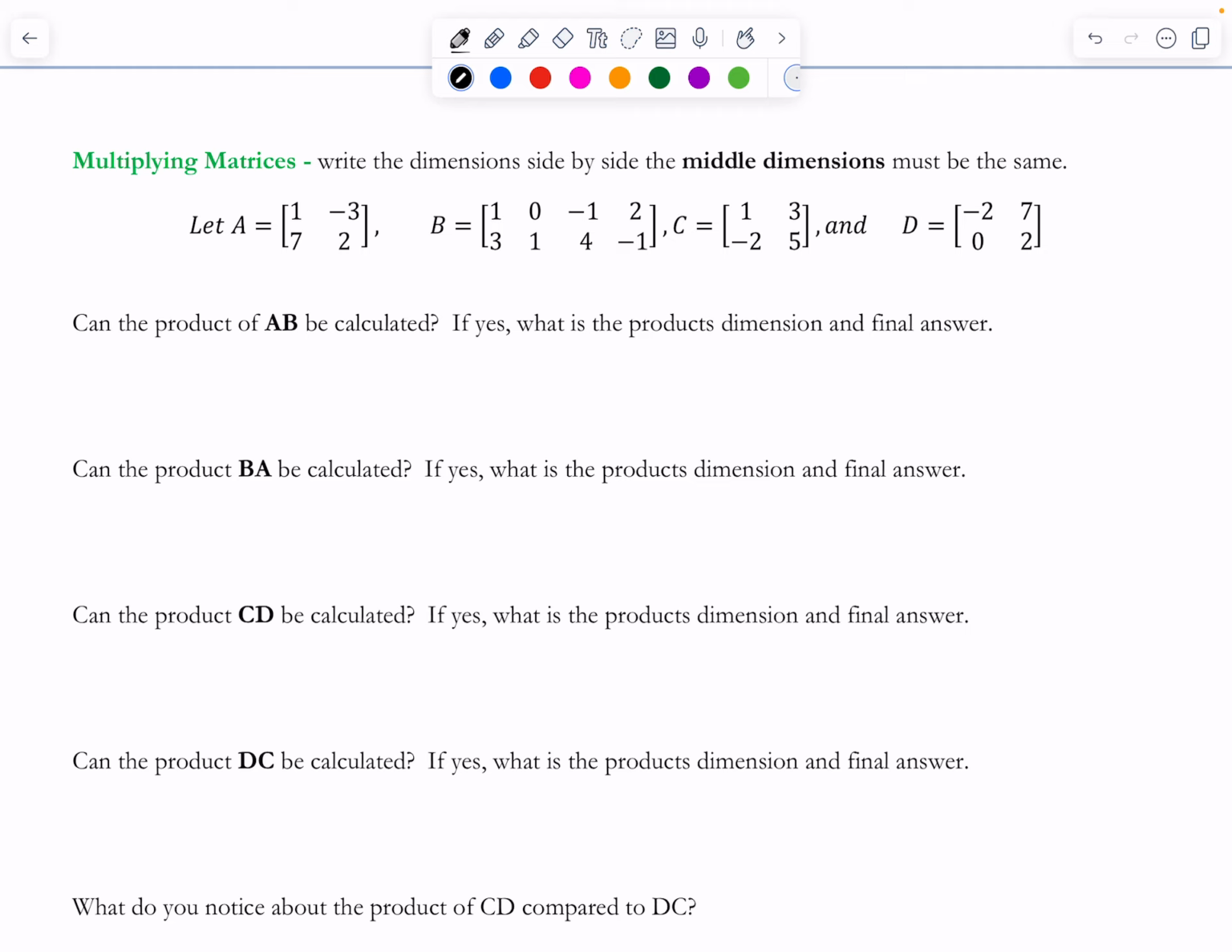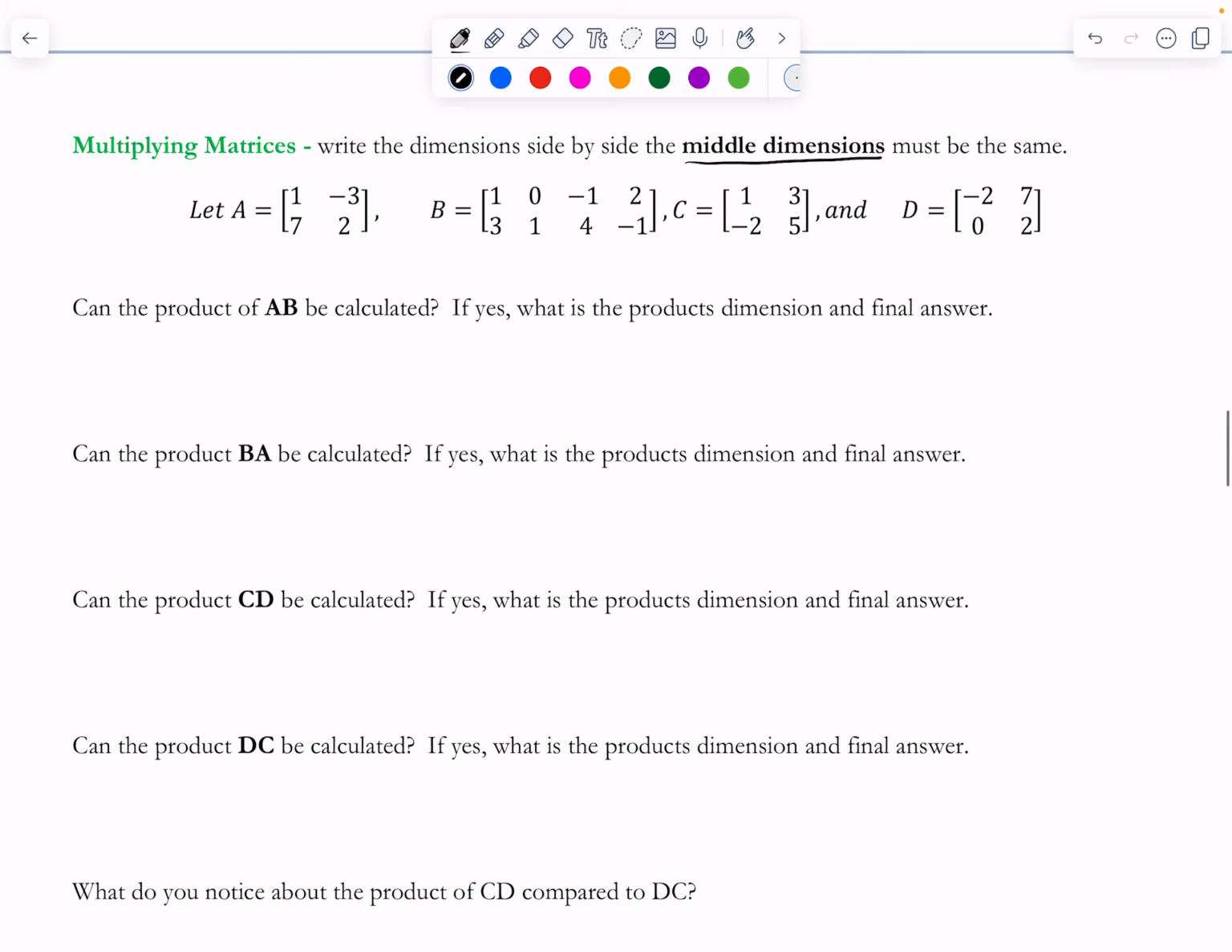Adding and subtracting is very straightforward. The dimensions have to be exactly the same. If your dimensions are exactly the same, you definitely can multiply, but the things that have to be the same are the middle dimensions when you line them up. What I mean by that is the columns of the first matrix in your multiplication have to be equal to the rows of the second matrix that you're multiplying.